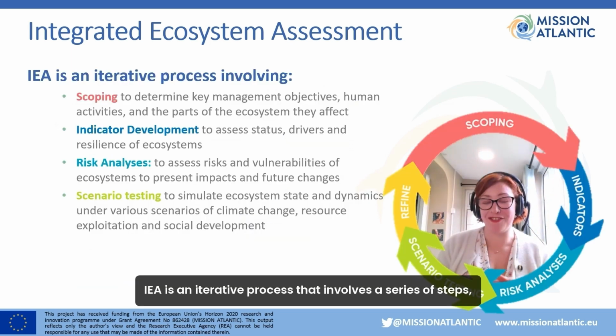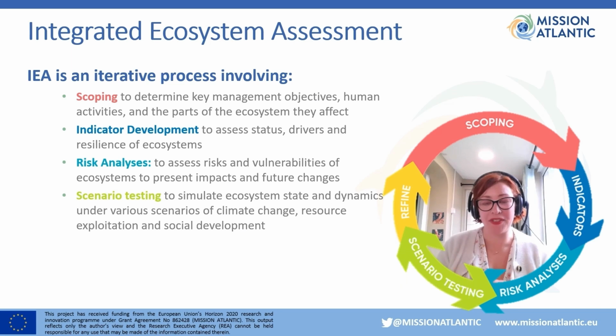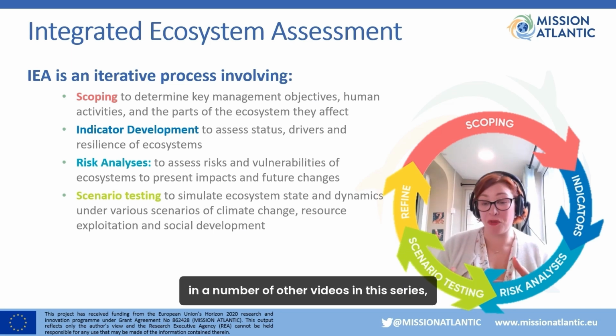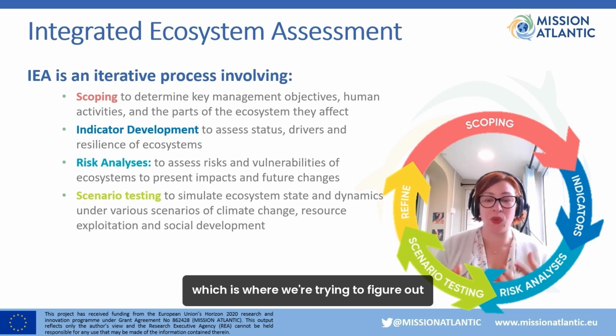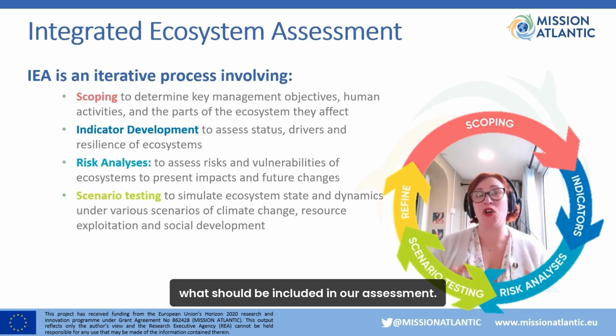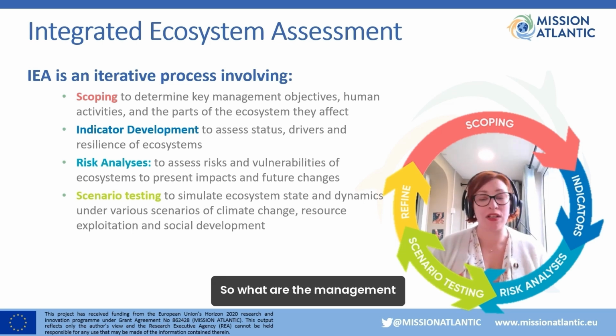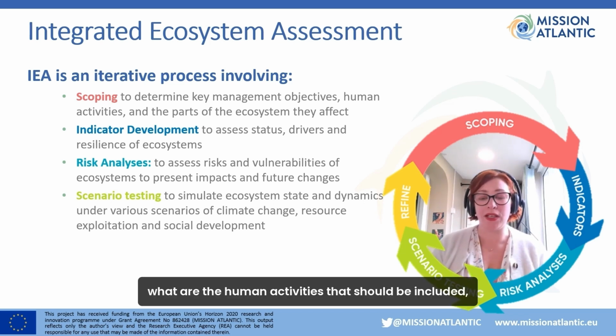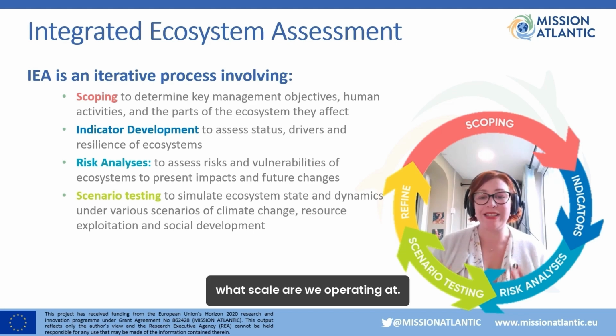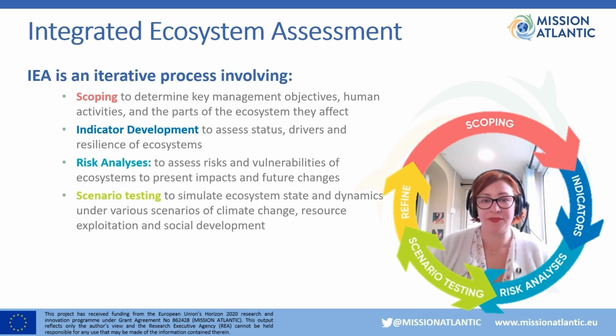IEA is an iterative process that involves a series of steps, and those steps are detailed in a number of other videos in this series, but today we're focusing on the scoping step, which is where we're trying to figure out what should be included in our assessment. So what are the management objectives that we are looking at? What are the human activities that should be included? What parts of the ecosystem? What scale are we operating at?